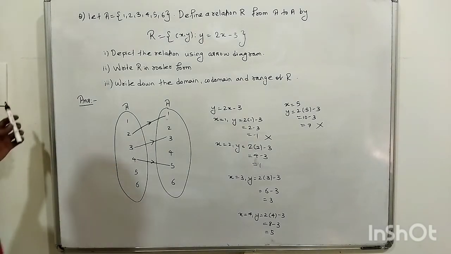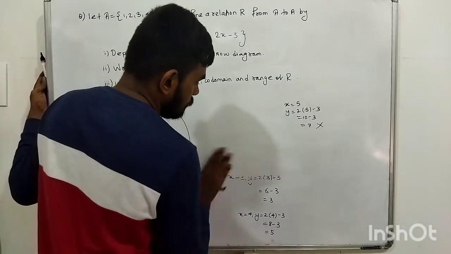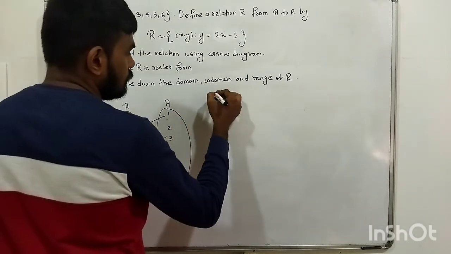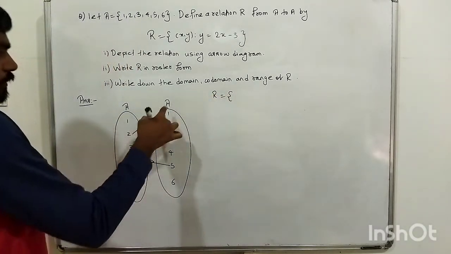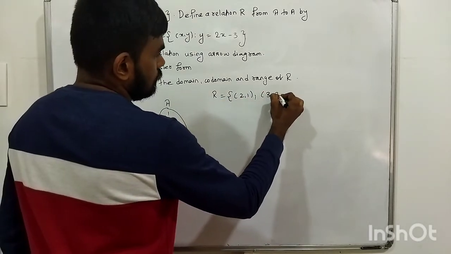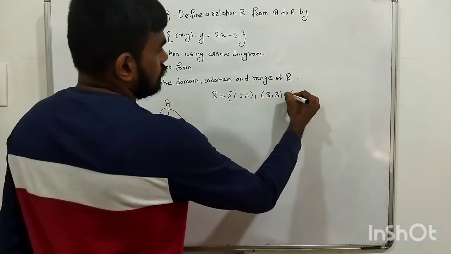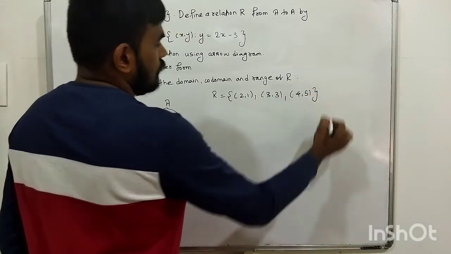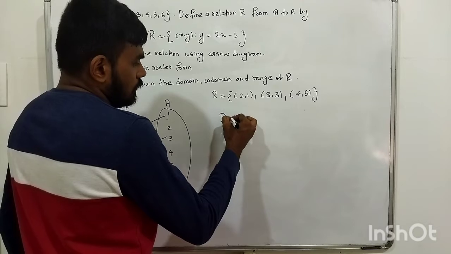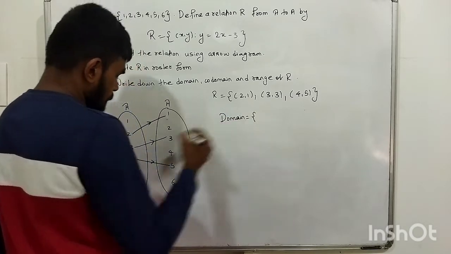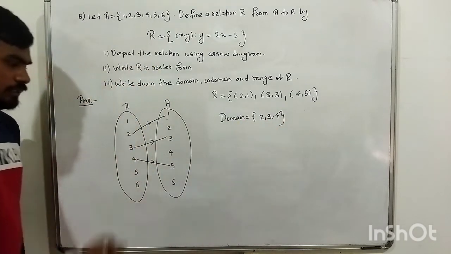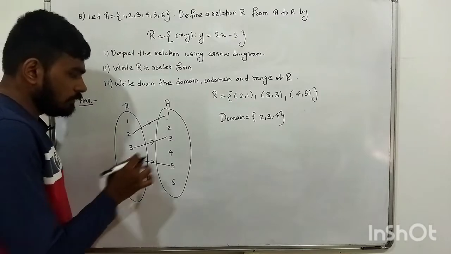So looking at this, we write the roster form now. So you write R is equal to (2, 1), (3, 3), (4, 5). R is equal to (2, 1), (3, 3), (4, 5). So domain will be what now? Domain: 2, 3, 4. These elements we can take, not 1, 5, 6. Okay. Domain only those elements which are paired.